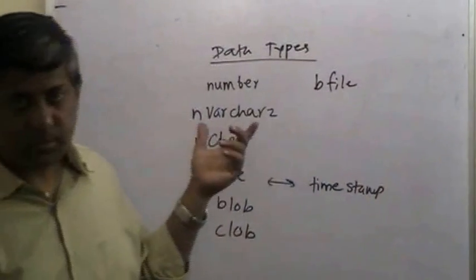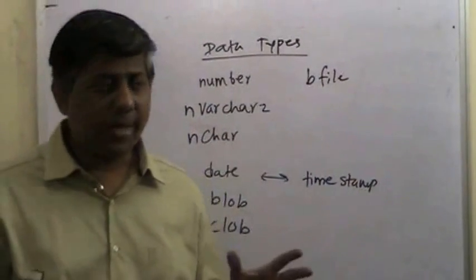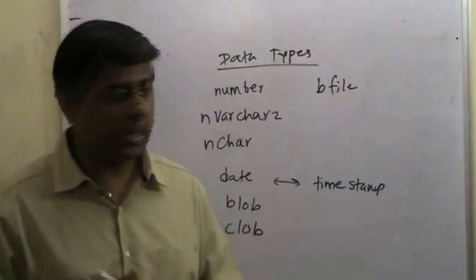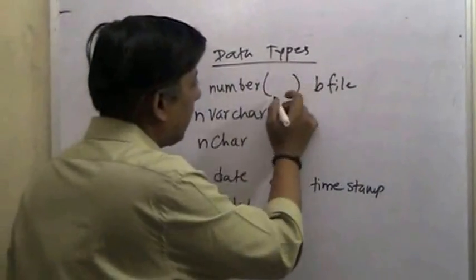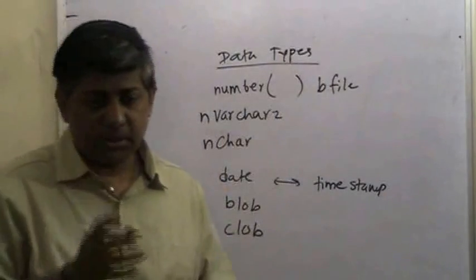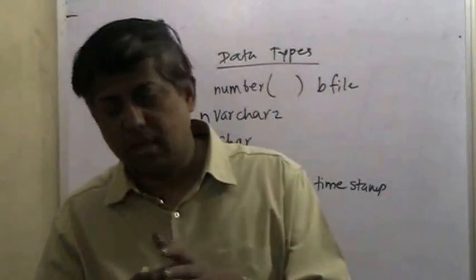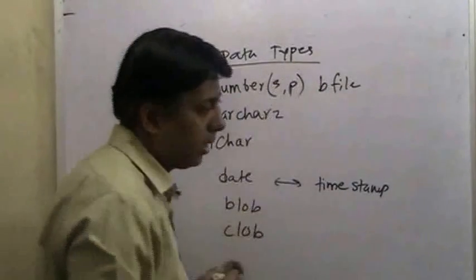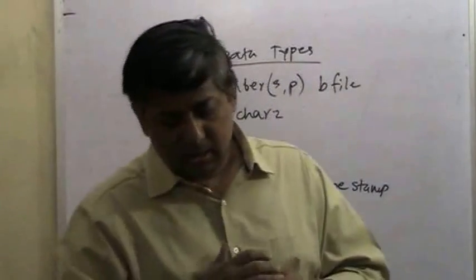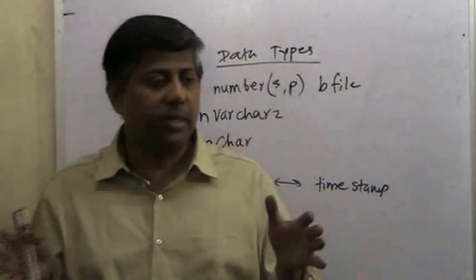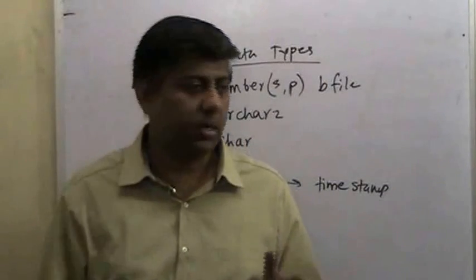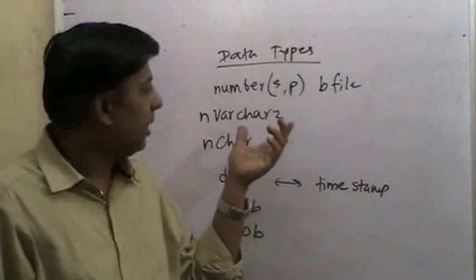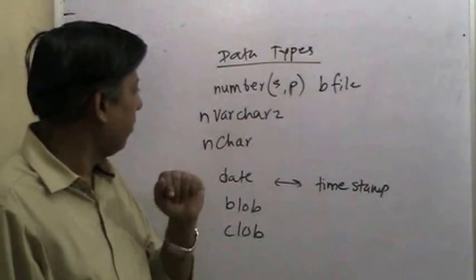Number is only digits. You can specify the decimals and no decimals, and everything is acceptable over there. So numbers have precision and scale. Precision, P, and scale, clubbed together, will be the total number of digits before and after the decimal point. That is something that we have done in our SQL class, so I will not go into the details of that.